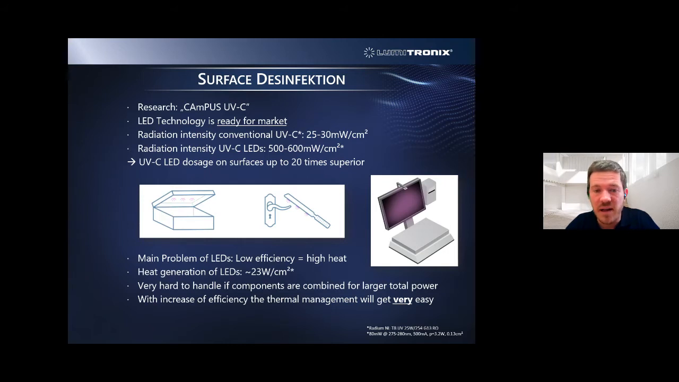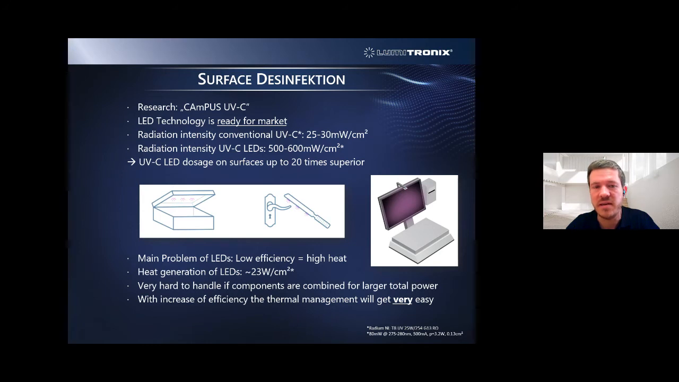But there is a large problem with that. The low efficacy generates a lot of heat. So if you want to actually use a radiation intensity of 500 to 600 milliwatts per square centimeter, you'll need to handle 23 watts of thermal power per square centimeter, which makes it very, very difficult and unlikely to use such high radiation intensities with UVC LEDs in applications right now.